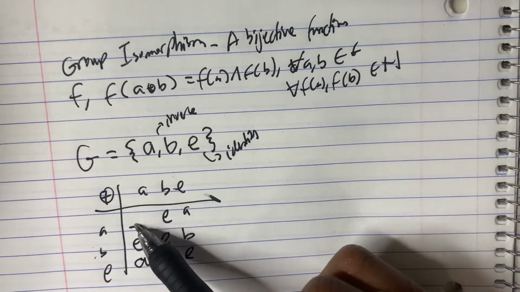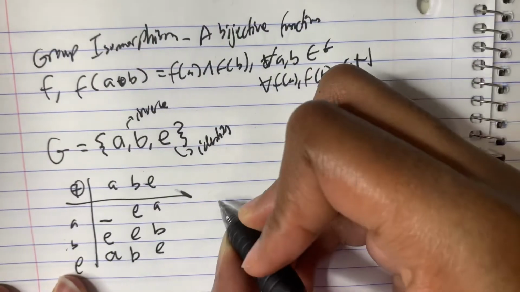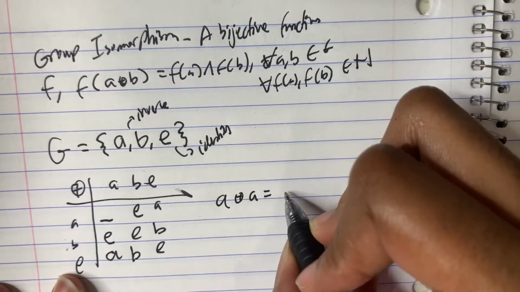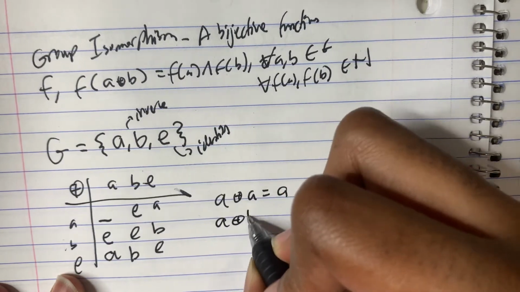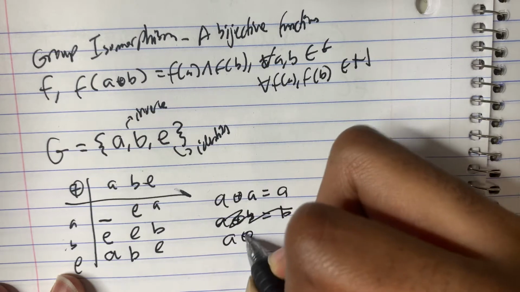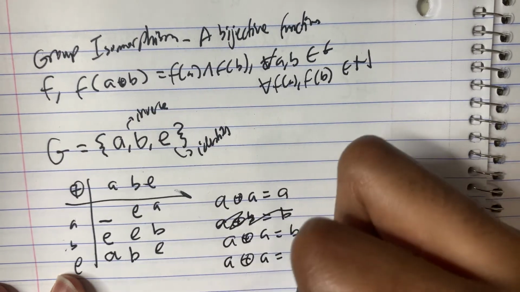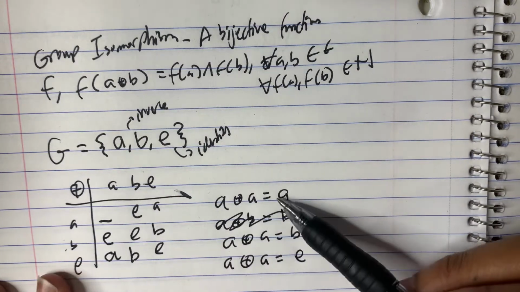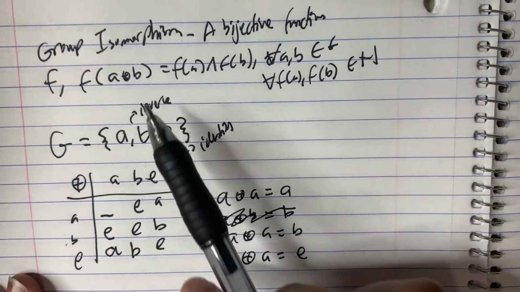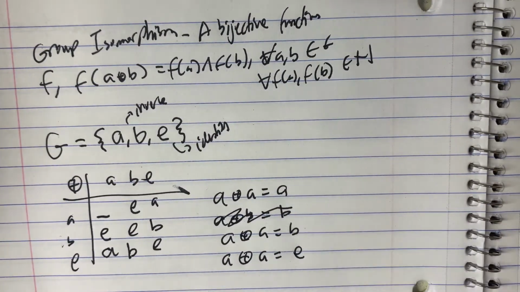So A operated A will have to be something, but what can that be? Well, there are 3 options here. We can define A operated with A as A. We can define that as B. We can define A operated with A as E. Those are our 3 options, since the group operation has to be closed. It has to give us some element that's in this group. And these are our 3 contenders. So which one is correct?